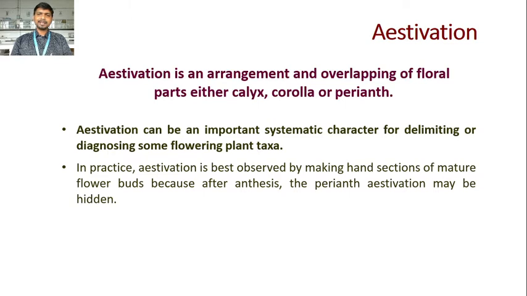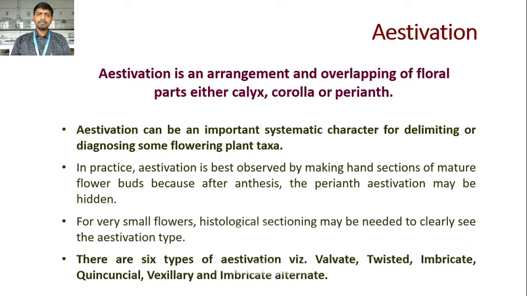Estivation can be seen better in the bud condition. For very small flowers, histological sectioning may be needed to clearly see the estivation type. There are 6 types of estivation: valvate, twisted, imbricate, quincunxial, vexillary and imbricate alternate. These are the 6 types of estivation.